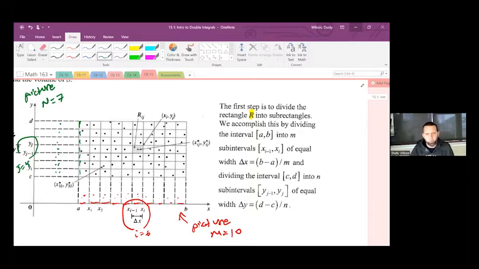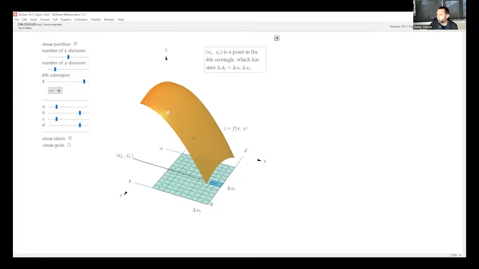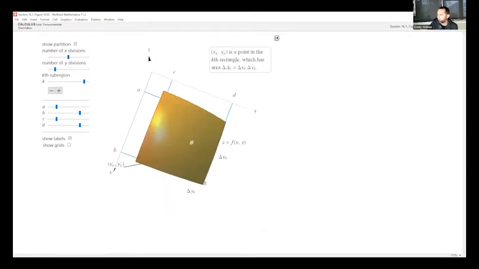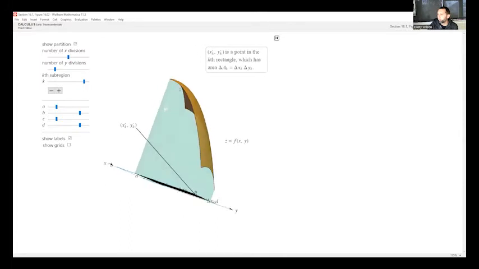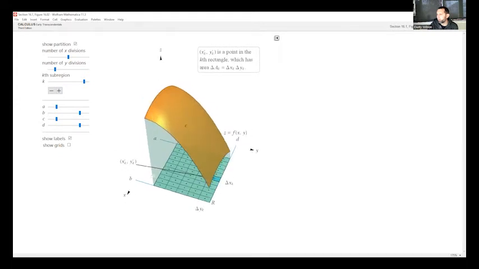Let's look at a manipulate so that we can get a clearer picture of what's happening here. So what I want to point out is that we have different regions that we're talking about. I could change the number of regions. Notice we're just kind of moving along through those regions. And those regions are all directly below the surface, right? So we're looking for the volume of this solid that is above that rectangular region there.